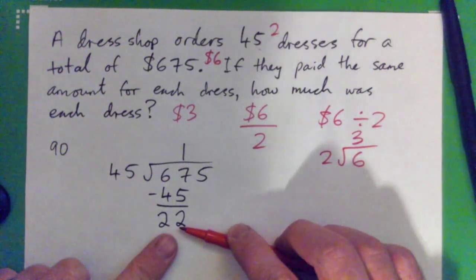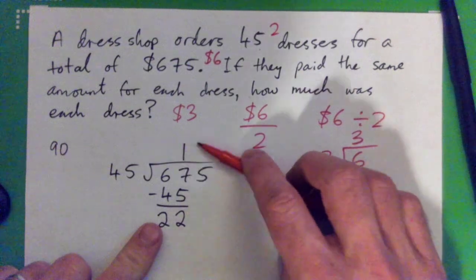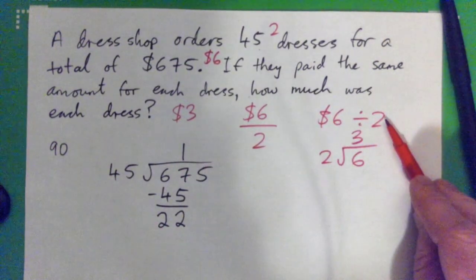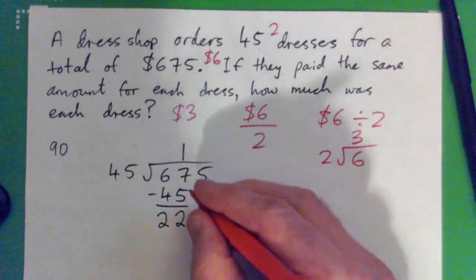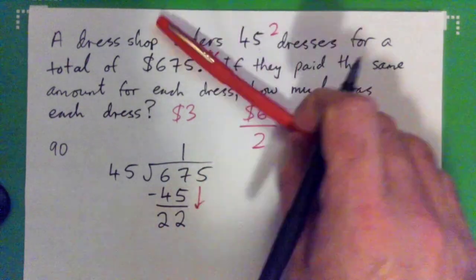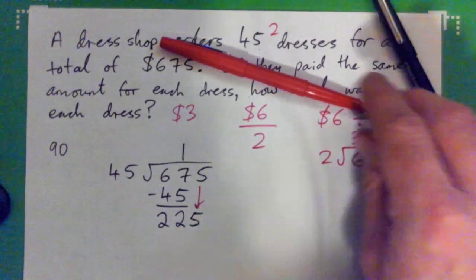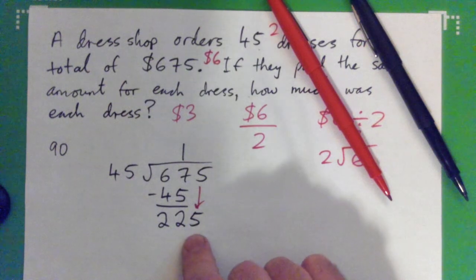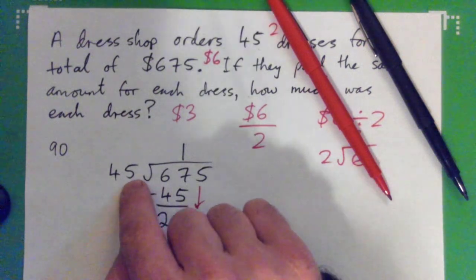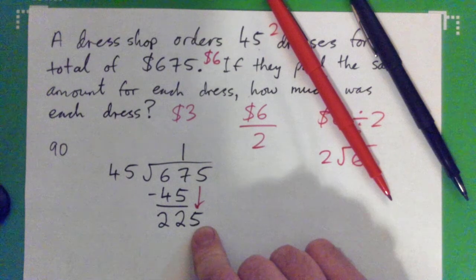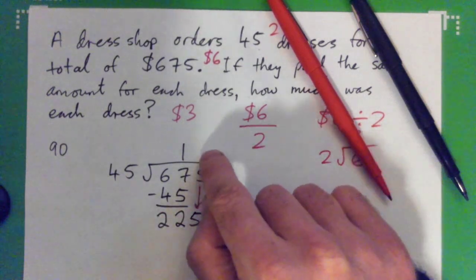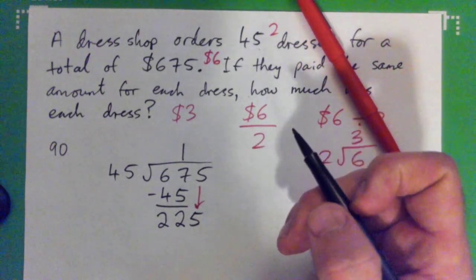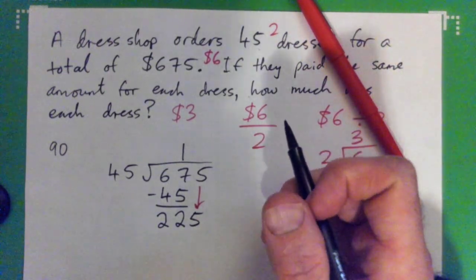Which is good. If that was more than 45, then we need to take another guess. Well, it's not, so we keep going. Now, what do we do next? Good job. Take down the 5. Put it there. And now what do we do? Great. How many times does 45 go into 225? So think about that and take a guess. If you're wrong, it's fine. We'll just redo it. But it's good to get a guess.